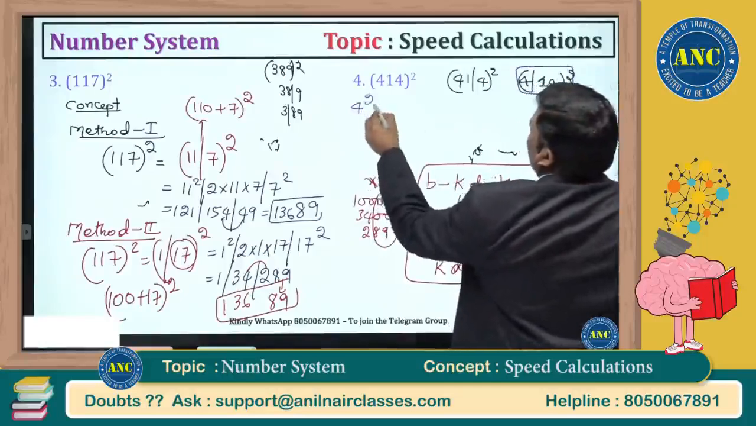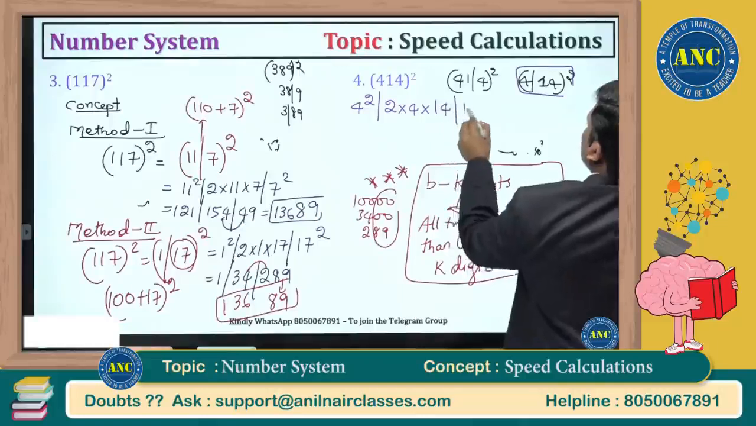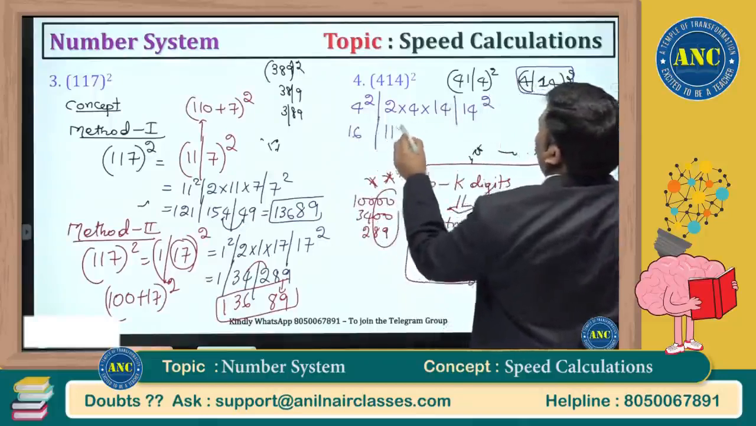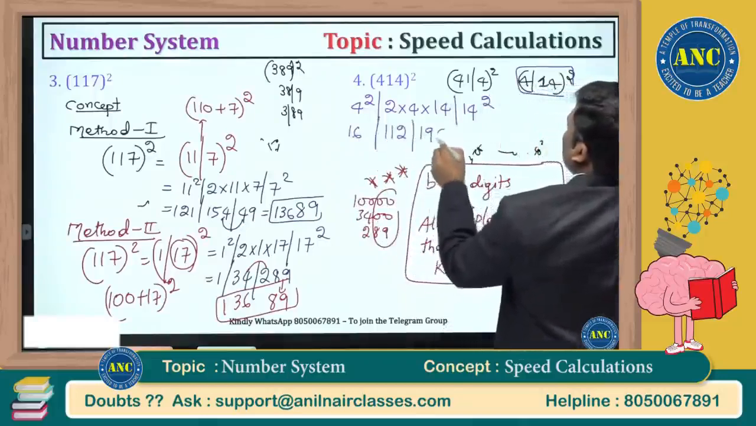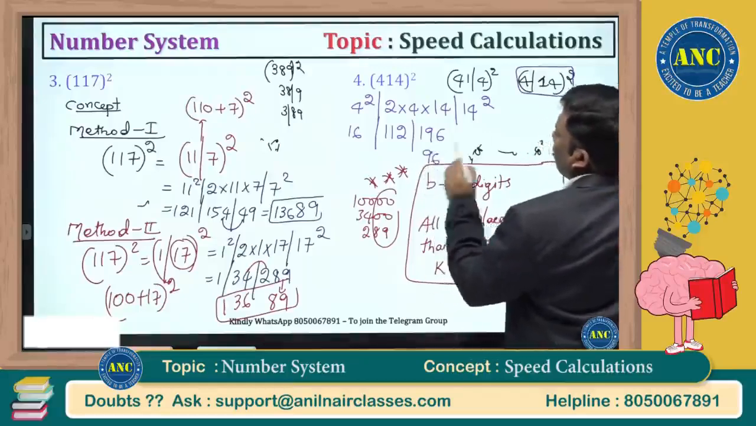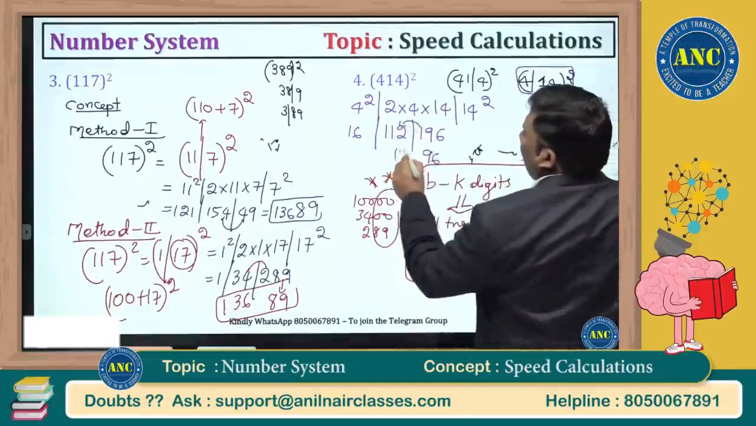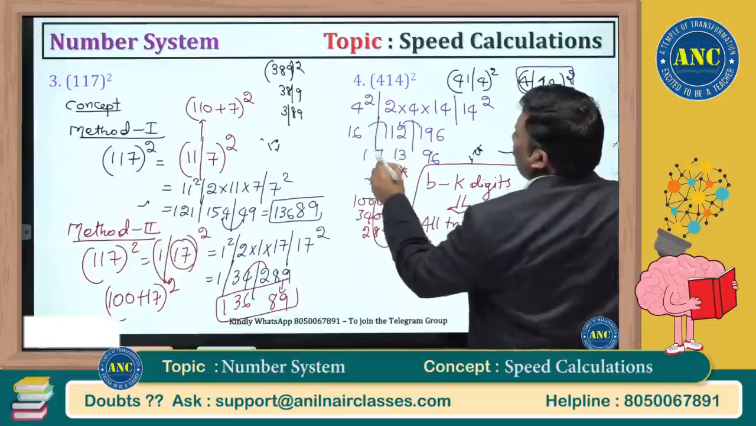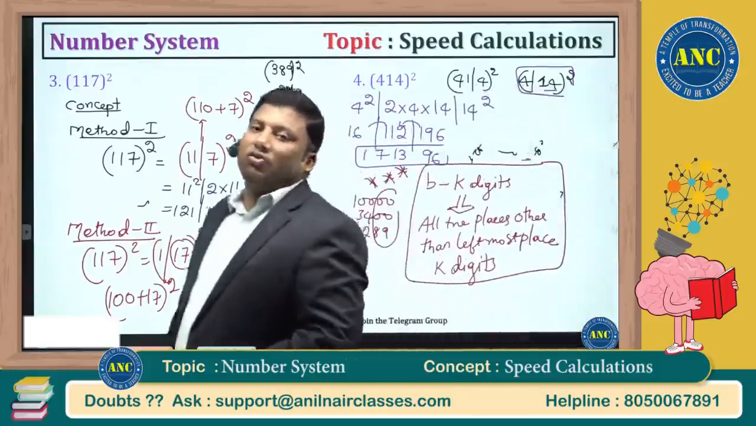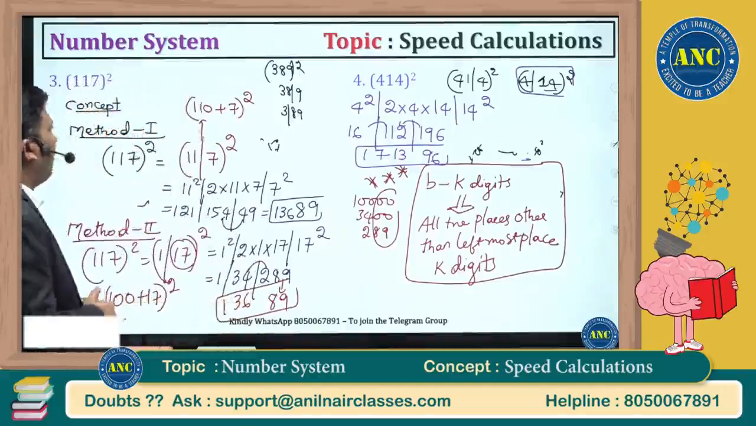A square, next is 2AB, and next is B square. 4 square is 16. 2 into 4 into 14 is 112. 14 square is 196. Write down the last 2 digits, because B is taking 2 digits. 96, 1 carried. 112 plus 1 is 113, 13, 1 carried. 16 plus 1 is 17. The answer for 414 whole square is 171396.